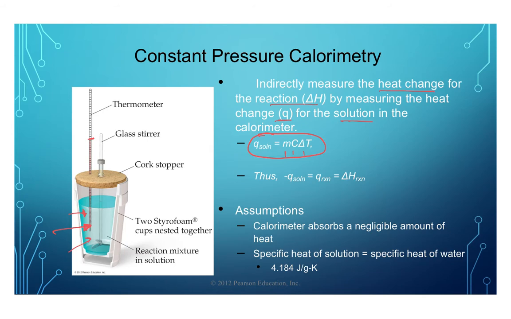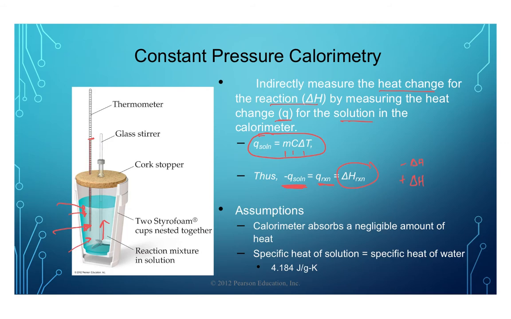Well, where did that heat come from? It came from the reaction. So as a result of that, the opposite of the heat change in the solution is the heat change from the reaction, or the delta H in the reaction. So thus, if the temperature of the water increases, that would tell us it's exothermic, and we would end up with a negative delta H. If the heat change in the solution is cooling, then we know it's a positive or an endothermic reaction, and so we would end up with a positive delta H.